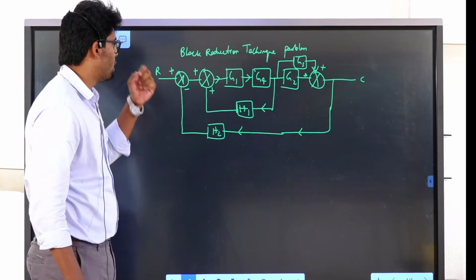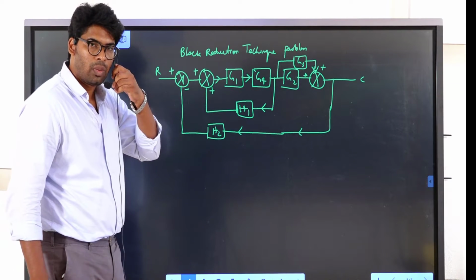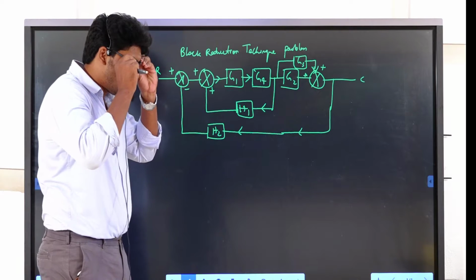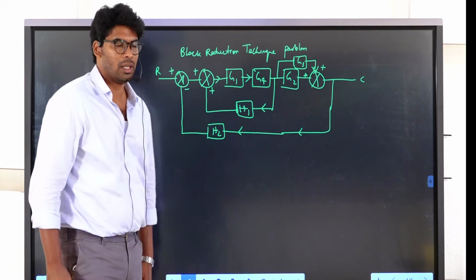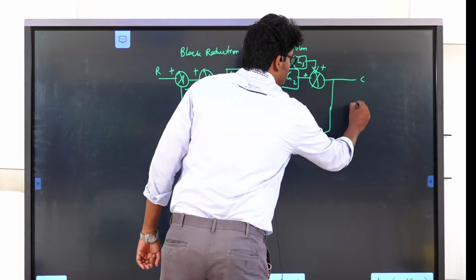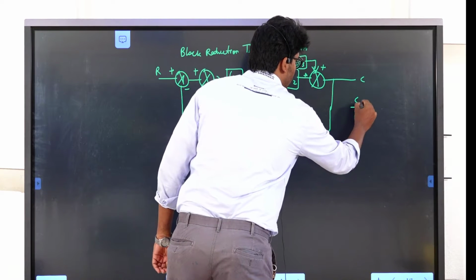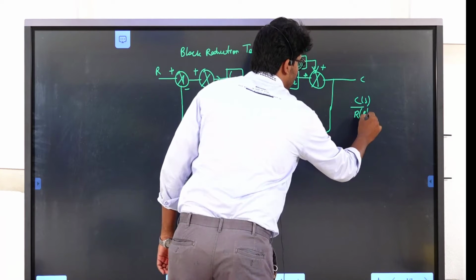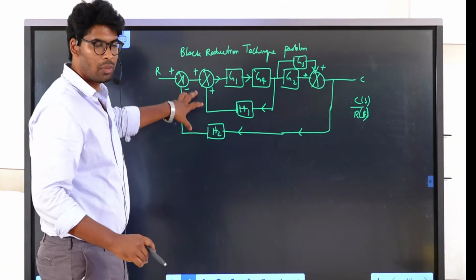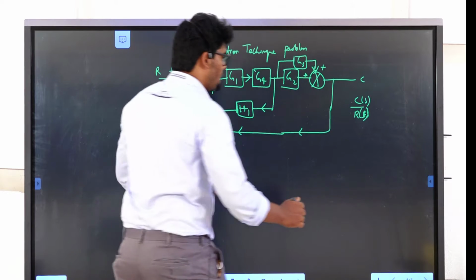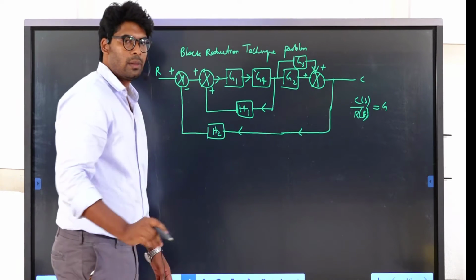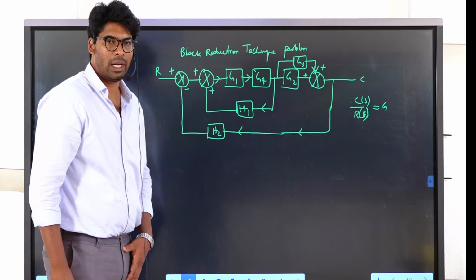In this class we will solve one block reduction problem. I already said why we need block reduction. This is one system, and ultimately we need C by R. The response C(S) by R(S) is our transfer function. That means I need to get this whole set of individual subsystem blocks into one block, let us say a G block. For that we need block reduction techniques.